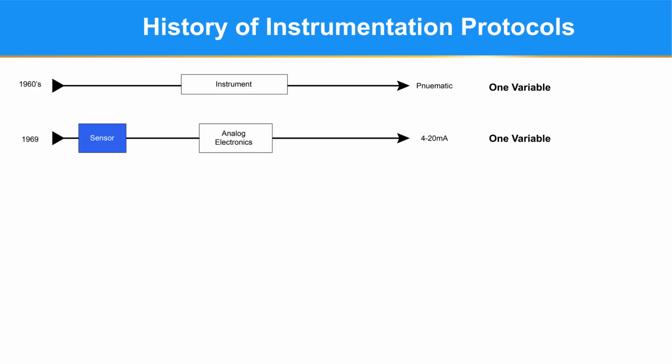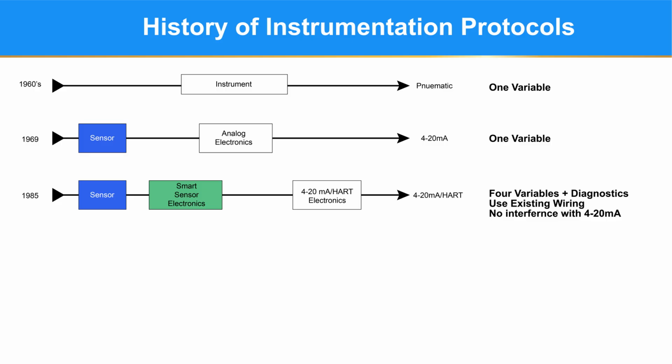In the late 1960s, analog electronics were introduced to the market. There was only one variable available, but a variety of signal values: 0 to 16 milliamps, 0 to 20 milliamps, 4 to 20 milliamps, and 10 to 50 milliamps. The industry settled on the 4 to 20 milliamp signal to be the standard.